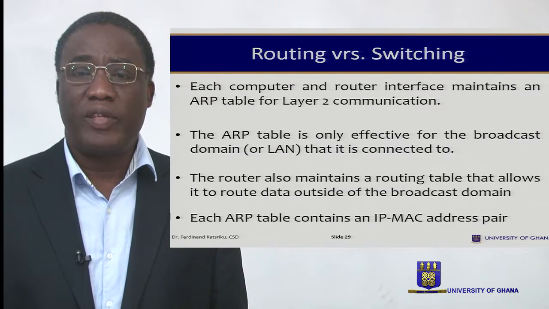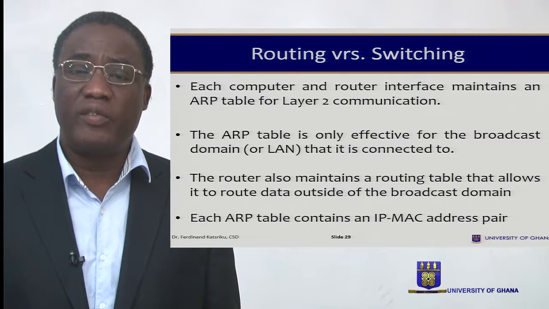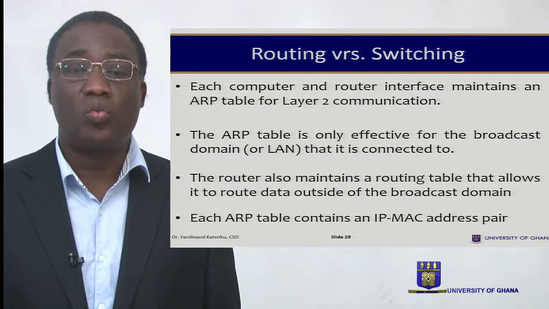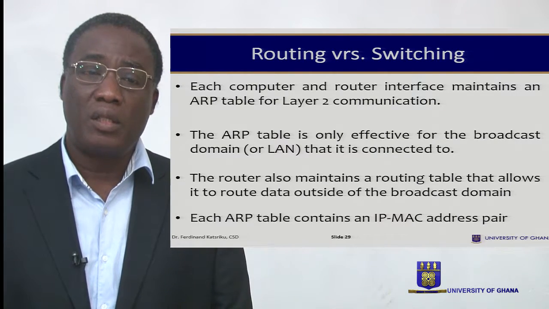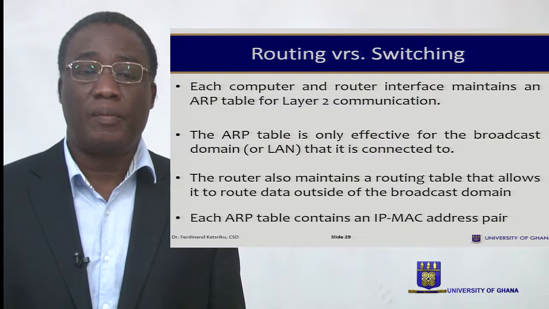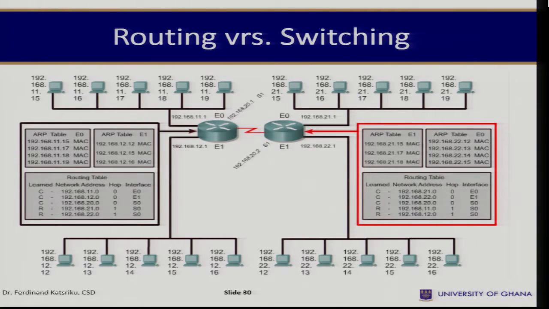Each computer and router interface maintains an ARP table for layer 2 communication. An ARP table is only effective for the broadcast domains that it is connected to. The router also maintains a routing table that allows it to route data outside of the broadcast domain. Each ARP table contains an IP and MAC address pair. This diagram tries to show you the differences between routing and switching as far as the use of routers is concerned. You can study that diagram to see how the information is stored in ARP tables and so on.